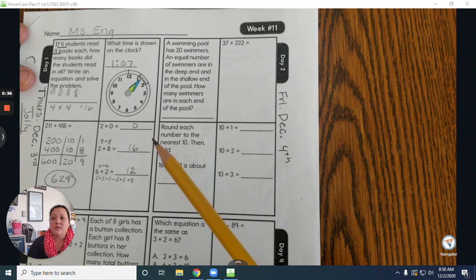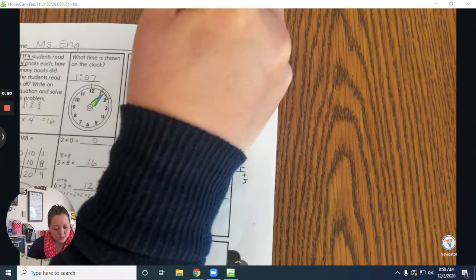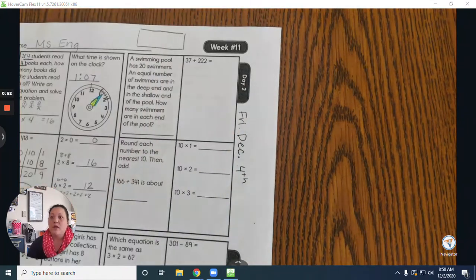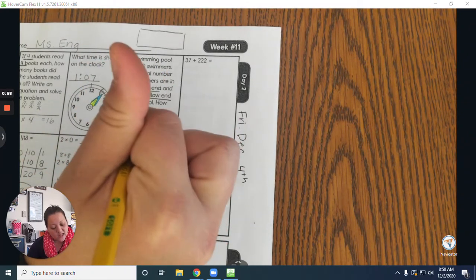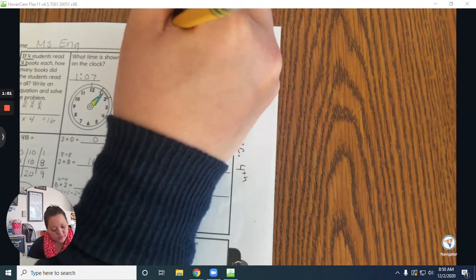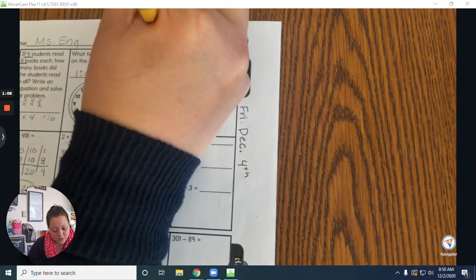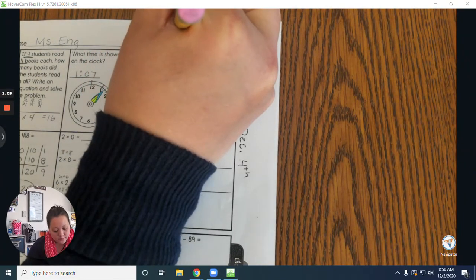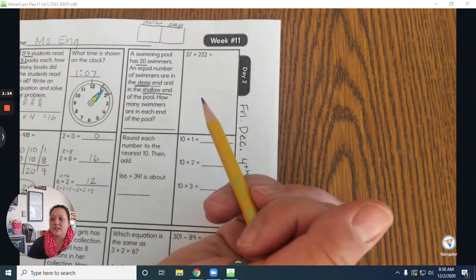A swimming pool has 20 swimmers. An equal number of swimmers are in the deep end and in the shallow end of the pool. How many swimmers are in each end of the pool? Okay, well, I like pictures, so I'm going to draw myself a swimming pool right up here. There is a deep end and a shallow end. So if I count these, that's 2. So now I have 2 ends. So I'll even write this. This is the shallow and the deep.